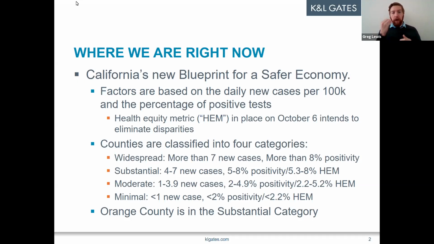Moderate, as you can see, 1 to 3.9 new cases, 2 to 4.9% positivity, 2.2 to 5.2% health equity metric, and then minimal is underneath all of those thresholds. Orange County currently is in the substantial category. Where I am at in Los Angeles, we are in the widespread. And so this is, at least for now, the metrics that we will want to be paying attention to, as the state continues or in some industries begins to reopen, to determine what various forms of reopening can occur. Next slide, please.